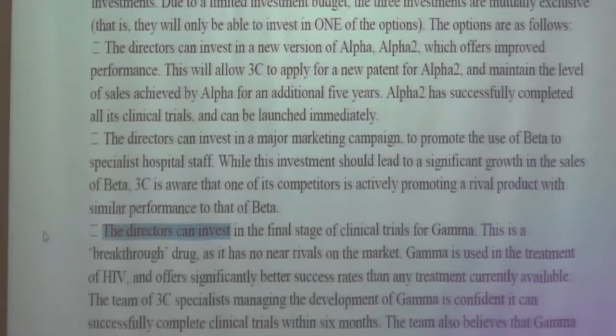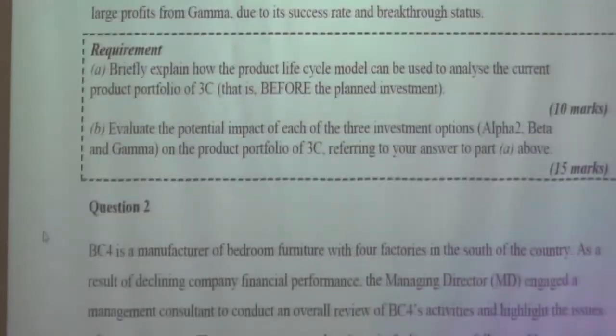The team of 3C specialists managing, okay, we discussed that. The team also believes that gamma should be sold at the lowest price possible to maximize the benefit of gamma to society. That itself is a kind of a disadvantage. No, see guys, the products which have the first move advantage are generally sold at a higher price. Now, exclusive products, you don't sell at a lower price. Exclusive products are sold at a higher price.